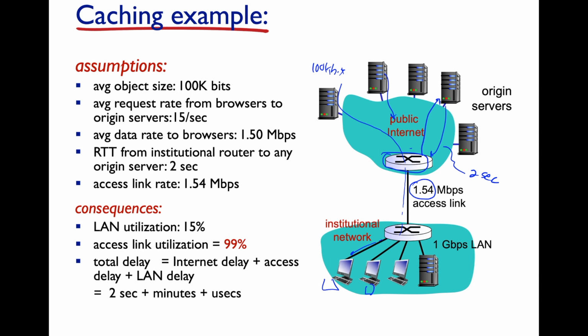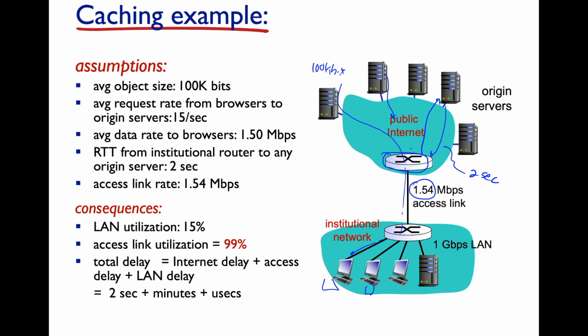So this is going to be our delay. It's going to be on the order of minutes, and that minutes of delay for the access link is going to dominate the delay that we're going to see end to end between the origin server and the clients on the institutional network.